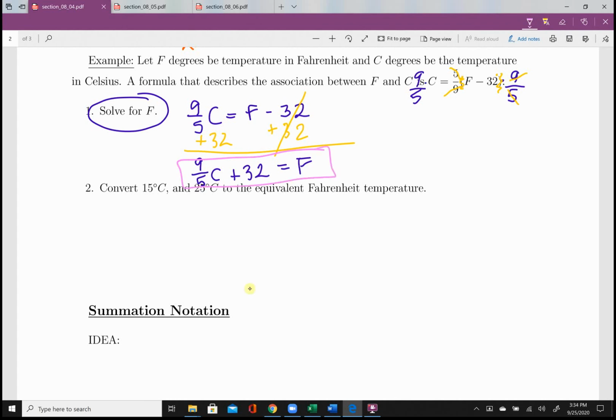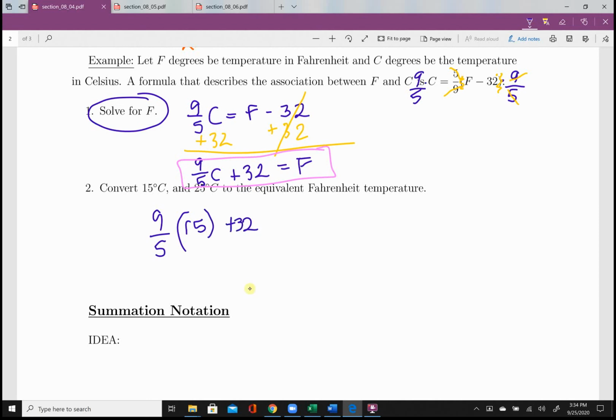Part two is going to be: now convert 15 degrees Celsius and 25 degrees Celsius using the formula that you just created, or modified the original formula to have it solved for F. So what do we get here? Plug in a 15 for C is basically what we're doing here. Go back to this color here. We're going to have 9/5, multiplied by 15, plus 32. So what do we get?